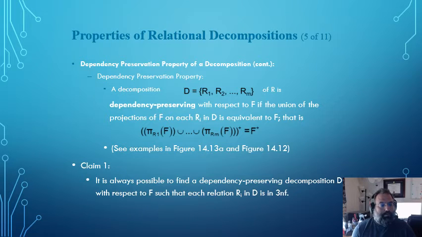Dependency preservation of a decomposition, continued. Dependency preservation property: a decomposition D equals R sub 1 through R sub m of R is dependency preserving with respect to F if the union of the projections of F on each Ri in D is equivalent to F, and so on. Claim 1: it is always possible to find a dependency preserving decomposition D with respect to F such that each relation Ri in D is in third normal form.